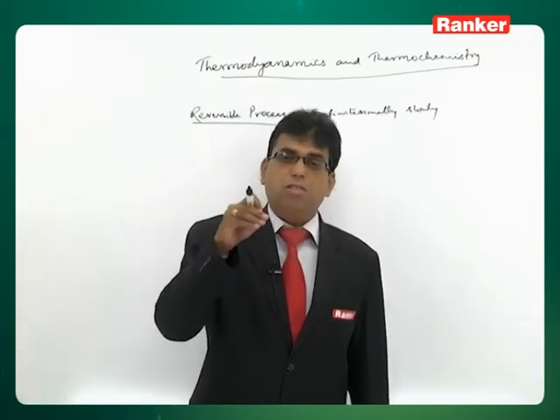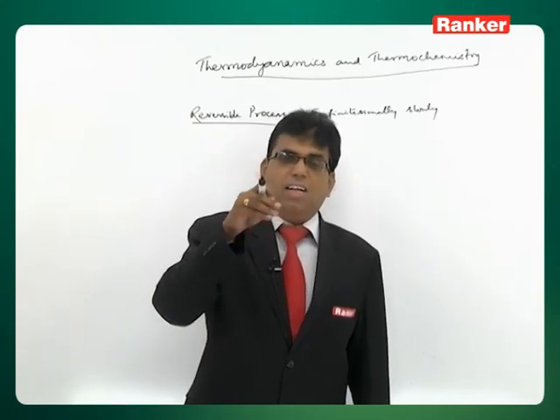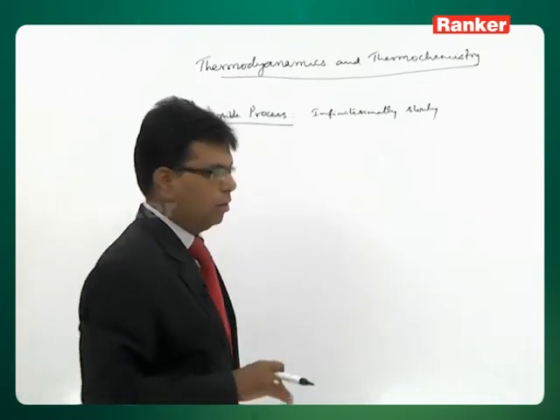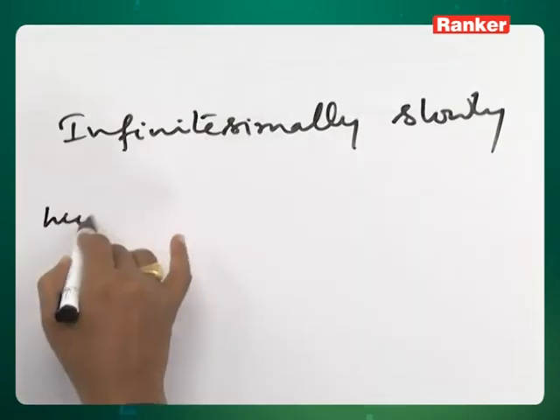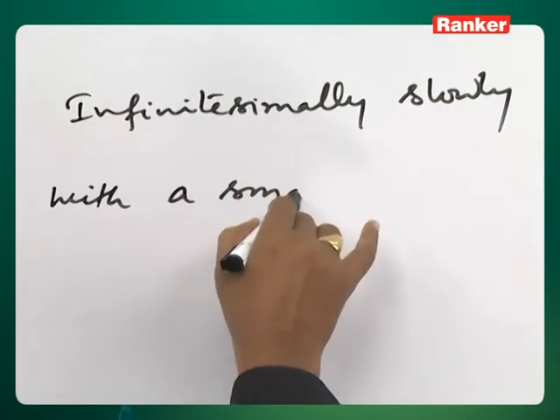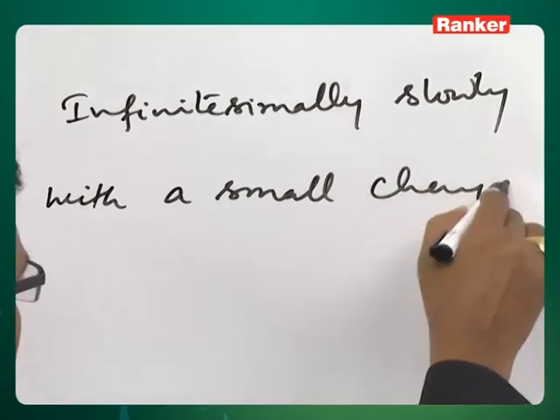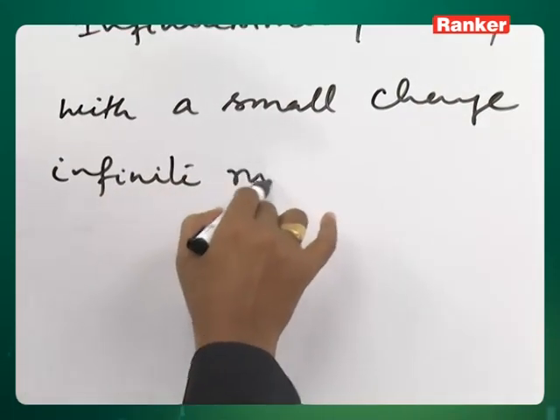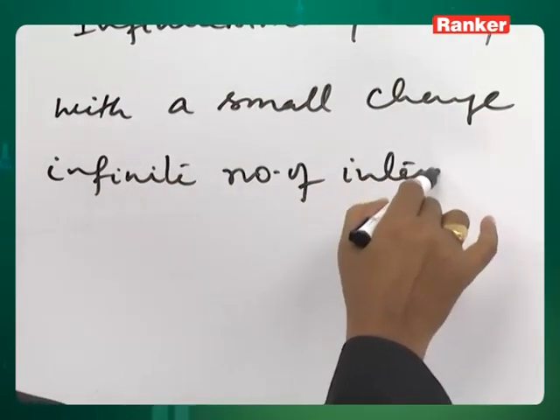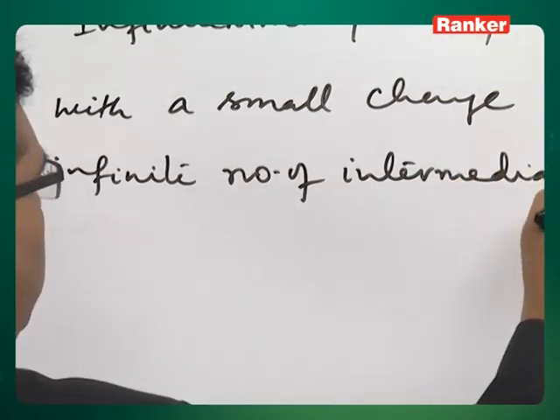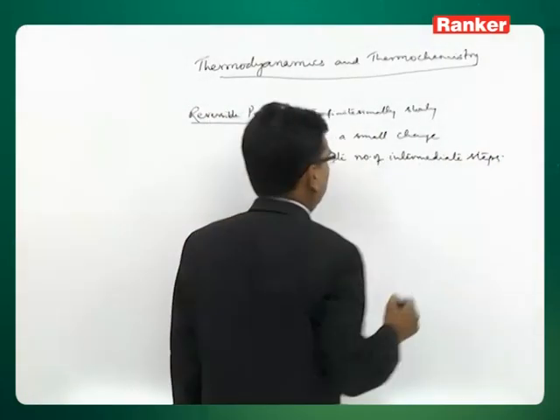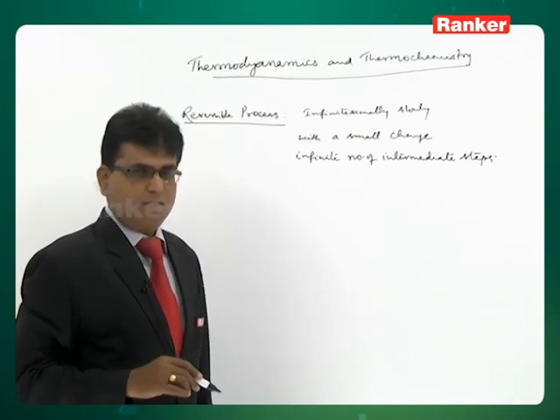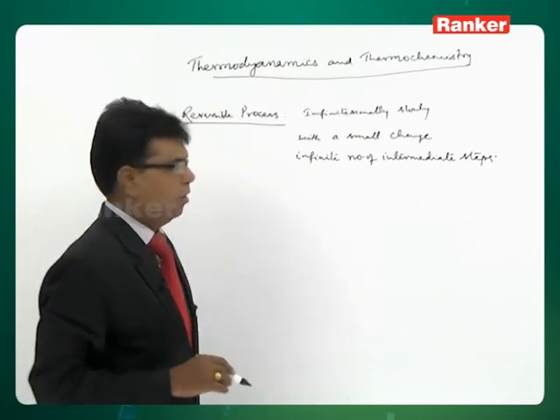The process moves in such a way that it appears as if it is not moving at all, that is, infinitesimally slowly, or with a small change, and it takes place in an infinite number of intermediate steps. Infinite number of intermediate steps, that is a reversible process.